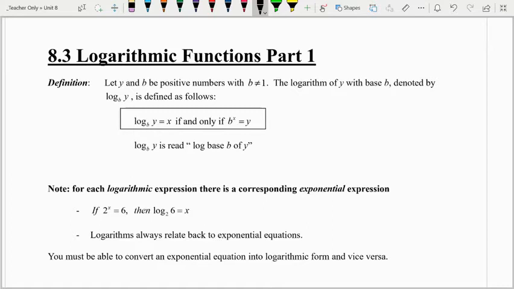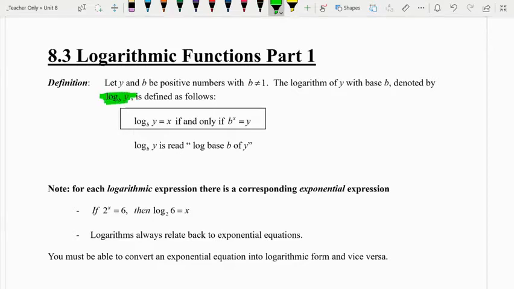Okay, so first off, the definition of a log: you have y and b being positive numbers, with b not being 1. And the log of y with the base b is denoted as log base b of y. Okay, so that's how we would say that, log base b of y. Typically we write it this way, and this is a big part. We can rewrite it back and forth with logarithms and with exponential functions.